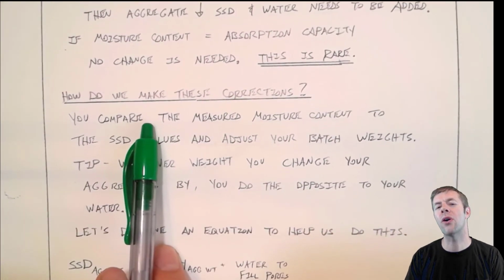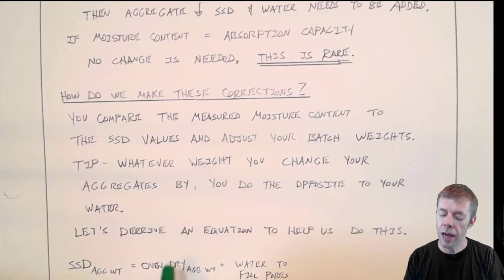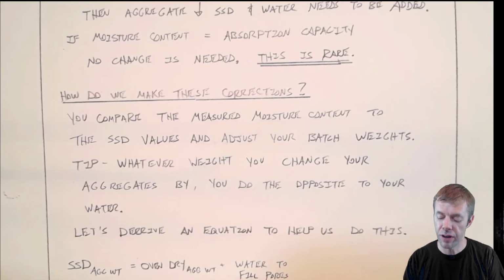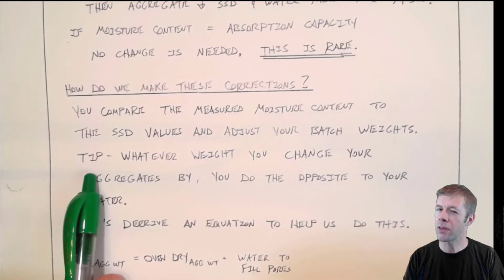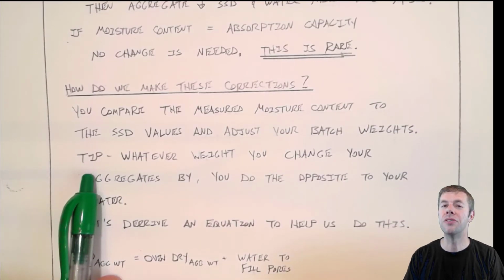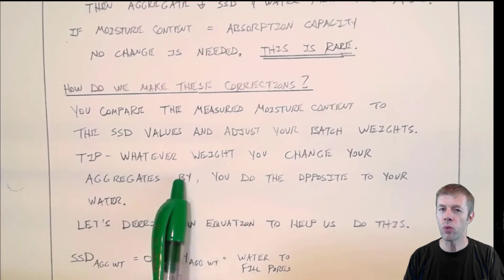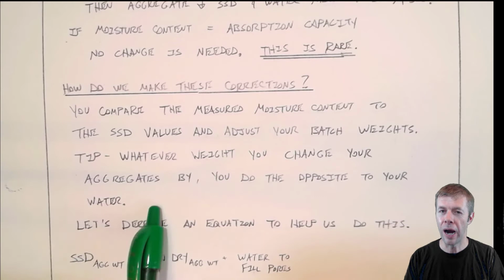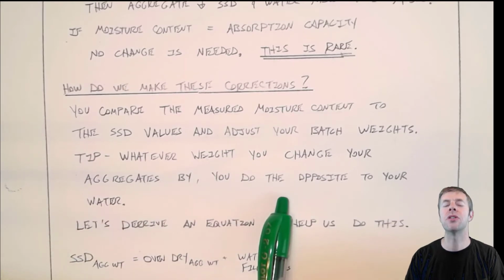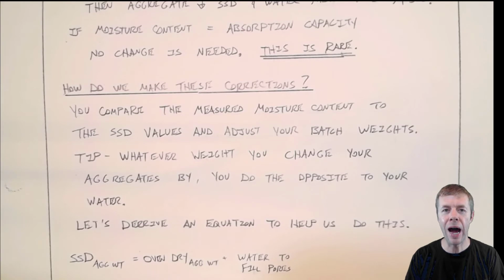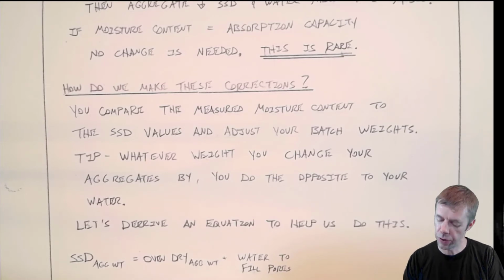How do we really earn the money here? Well, you compare the measured content to the SSD value and you adjust your batch weights. Yeah, easier said than done, right? Here's a tip, and I'm going to bring this up again, but this is a really important tip. Whatever weight you change your aggregates by, you have to do the opposite to your water. We're going to actually find out that sometimes you may adjust a mixture. You may take out some aggregates for one reason, because you're above SSD, for example, and then you have to add some water back in. I'll explain that to you coming up.